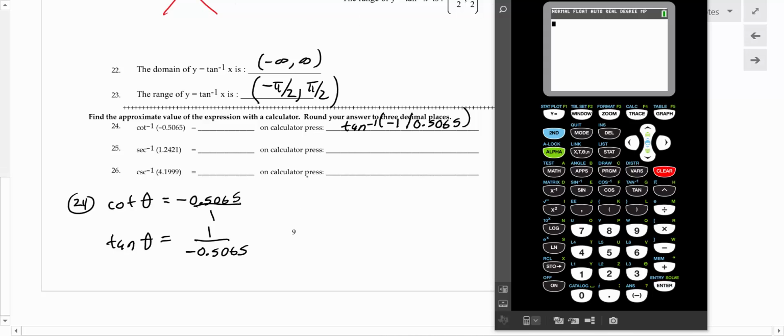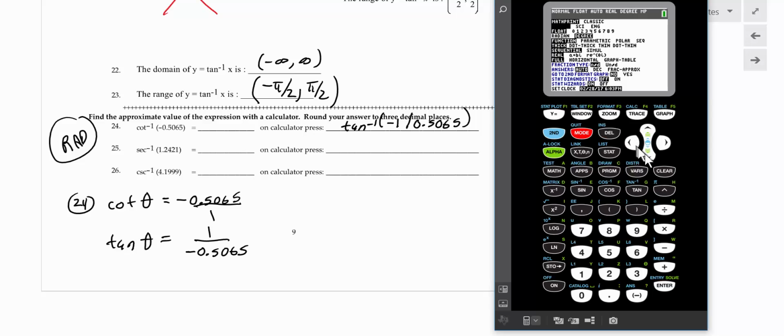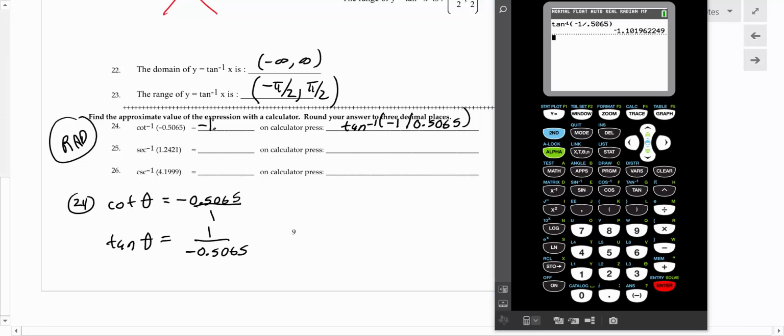So what I want on this one is the answer in radians. I didn't tell you if I want it in radians or degrees. Let's just do radians on this. So you'd have to be in radian mode. If I wanted you to give me a degree answer, you'd have to be in degree mode. So I'm going to go to radians, and then I just put it in like this. I go inverse tangent of negative 1 over 0.5065, and then we'll round it off to whatever my handout says, 3 decimal places. So that's going to be written as negative 1.102. Okay, so see what you're doing is the inverse tangent of the reciprocal of that number.